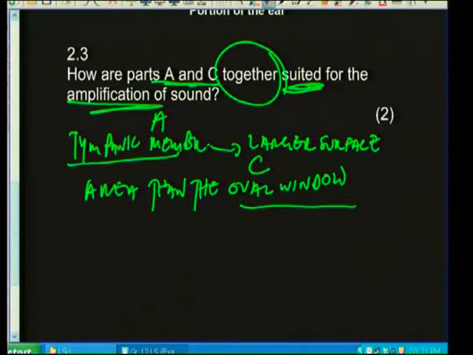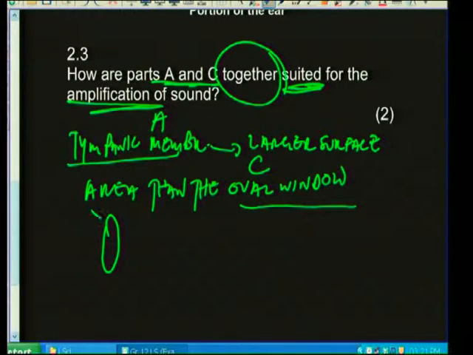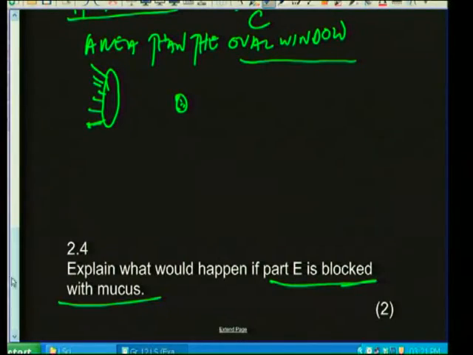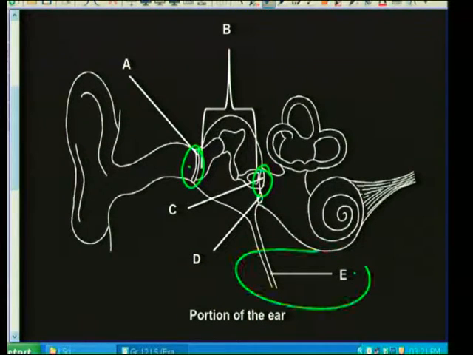Now how does this help? What we are saying here is that because the tympanic membrane has a larger surface, we're getting all these vibrations coming here to this tympanic membrane, and all these vibrations are transferred from this big surface area to a smaller surface area. So because of that difference in size, we're getting the amplification of sound. What has happened is we've taken a lot of sound from a large surface area and we have transmitted it to a smaller surface area there. Okay? Explain what would happen if part E is blocked with mucus. Again, we always have to go back to the diagram. Part E is the eustachian tube.